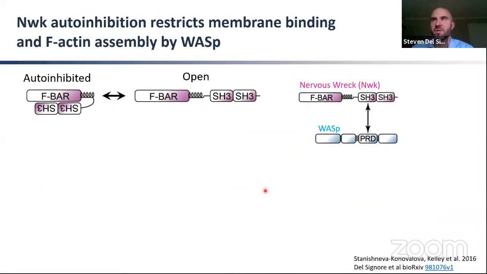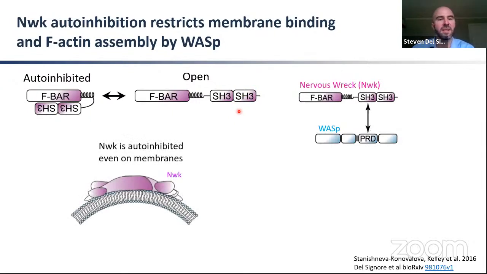And one of the interesting features about this protein module is that it's highly regulated by autoinhibition. So these SH3 domains of Nervous Wreck can fold under the BAR domain, and so block both the BAR membrane interactions and also the SH3 protein interactions. And one of the unique features about this protein in particular is that it remains autoinhibited, at least partially, even when it's on membranes. And this is actually really unique among these BAR-SH3 proteins. Typically, when one of them binds to the membrane, the SH3 domain is just free to flop around and interact with its binding partners.